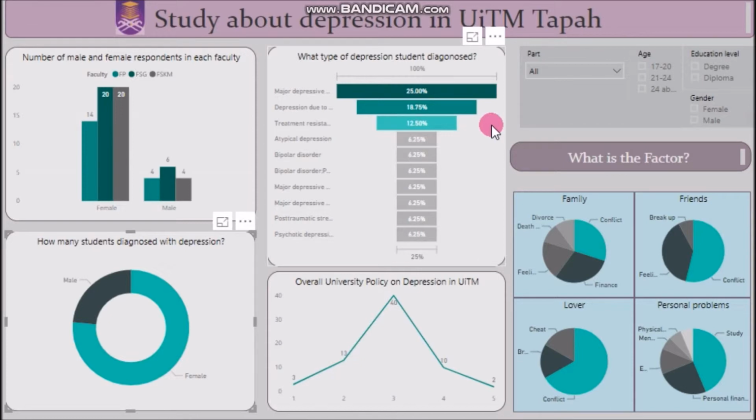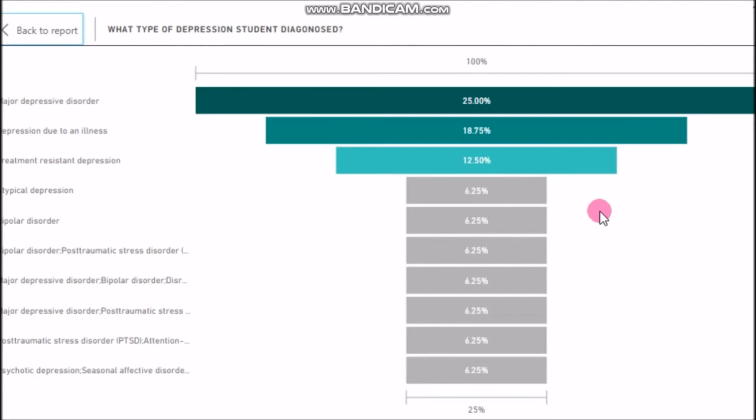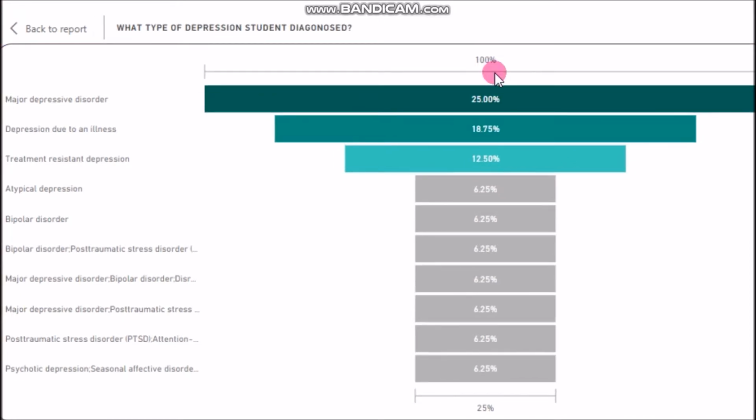So we move to the next graph, which is the funnel chart. Let's go to focus mode first. In this chart, it displays the type of depression students were diagnosed with. There are three highlighted on the top. This part shows the three types of depression students were diagnosed with, with the three highest numbers of students.